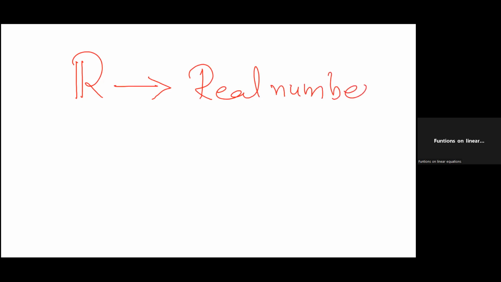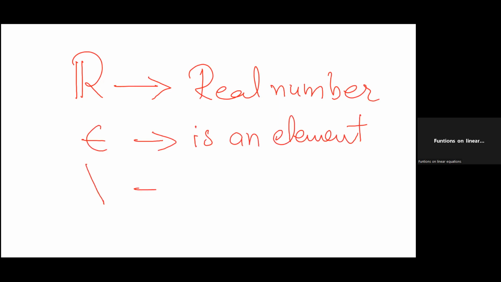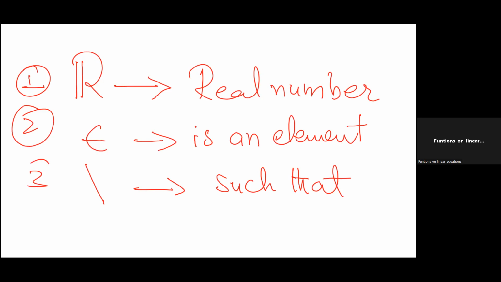So it's very simple. Before writing this, you should know these symbols. For this symbol, we call it real number. And for this symbol, we call it is an element. And this one means such that. You should know these three symbols because without them, you wouldn't be able to write the domain and range. So if you remember them, then we should proceed.